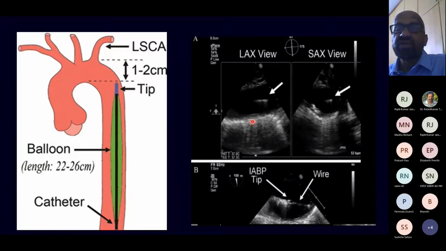This is the long axis view of the descending thoracic aorta and the short axis view. And you can see the guide wire, over which the IABP is threaded into the correct position.